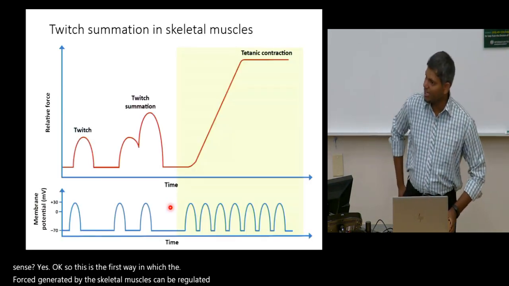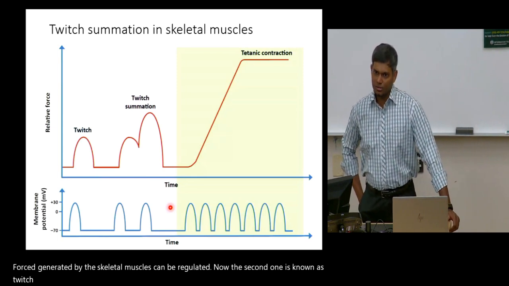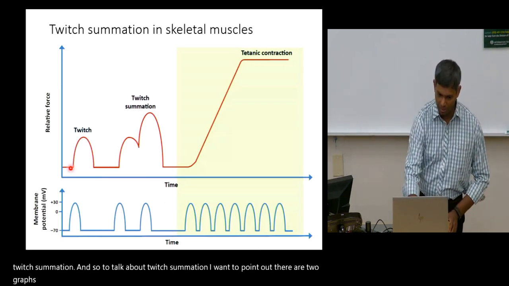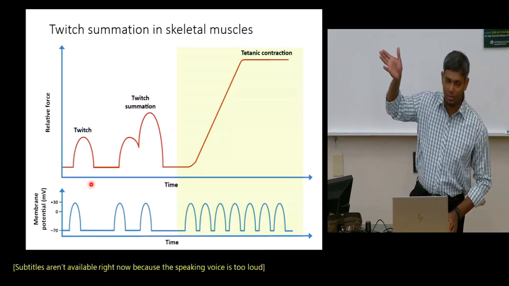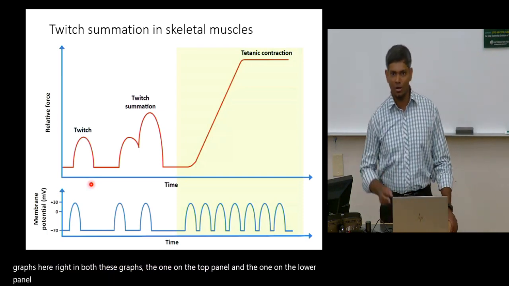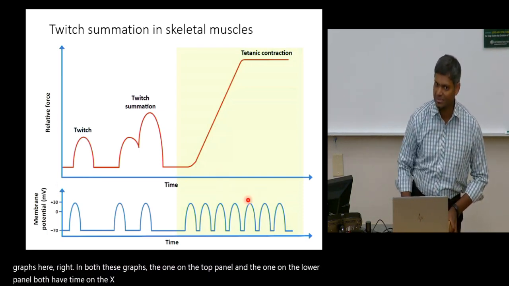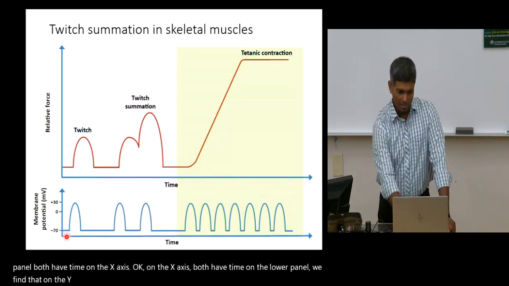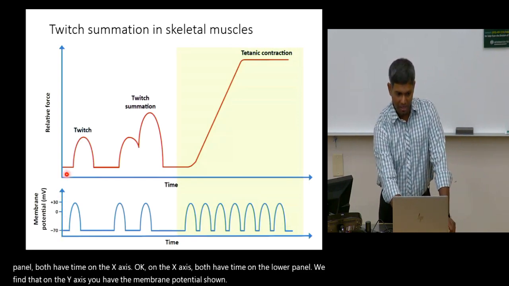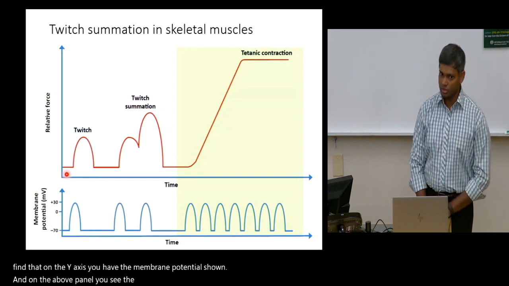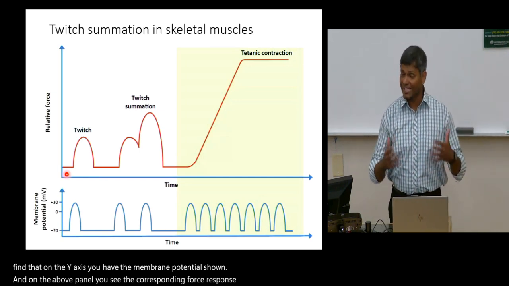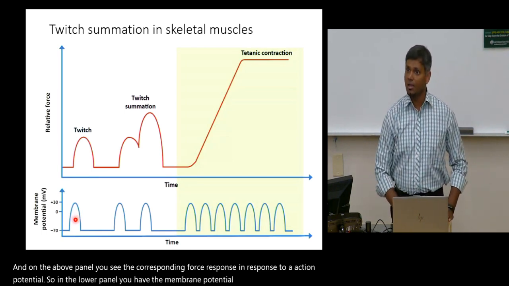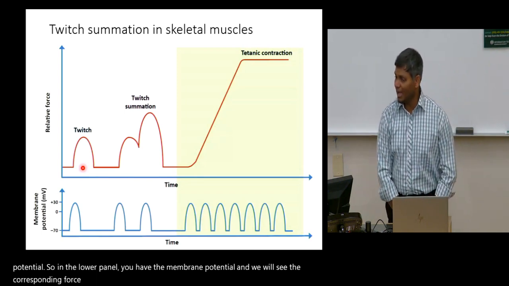Now the second one is known as twitch summation. To talk about twitch summation, I want to point out that there are two graphs here, right? Both the one on the top panel and the one on the lower panel have time on the x-axis. On the lower panel, on the y-axis you have the membrane potential shown, and on the upper panel you see the corresponding force response to an action potential. So in the lower panel you have the membrane potential, and we'll see the corresponding force response to that action potential.